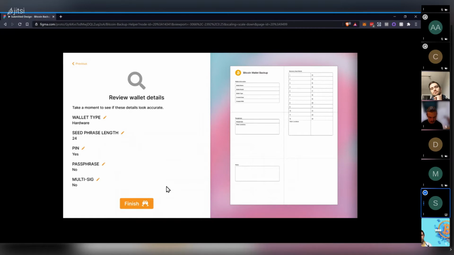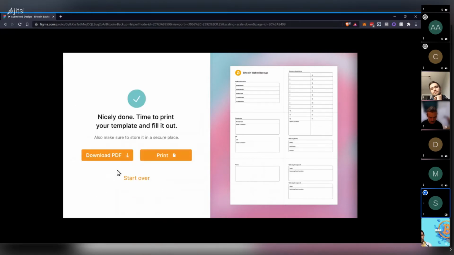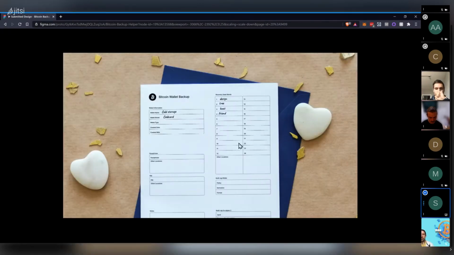And then this is a little review screen that gives the user a chance to go back and edit their answers if they need to. And then when they finish it, it gives them this template to download. They could download it as a PDF or they could print it out. And then once they print it out, they take a pen and they write down all their details on their own time. So that's the basic gist of it.